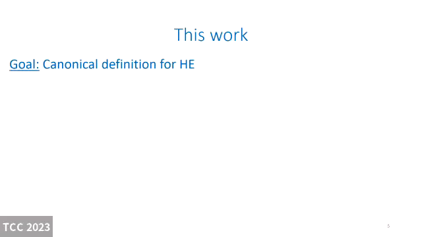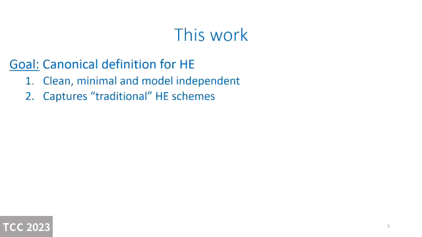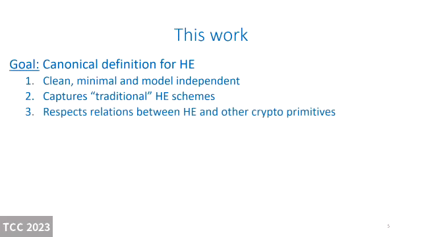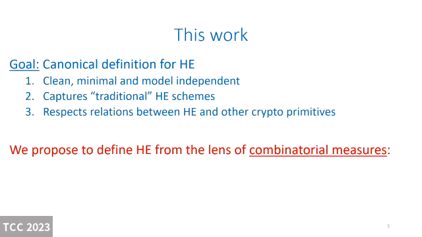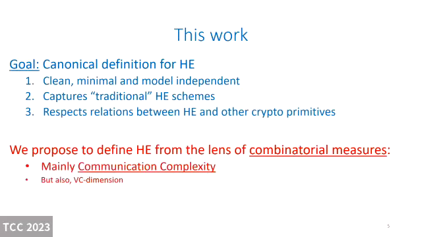Okay, so our goal in this work is to propose a canonical definition for HE that will help establish it as a standard cryptographic primitive. And we want the definition to be clean, minimal, and model independent. We wanted to capture schemes that are traditionally considered homomorphic. And we wanted to respect the relations between HE and other cryptographic primitives. And we propose to do it from the lens of a combinatorial measure, and specifically communication complexity in this work, and this is what I will focus on right now.